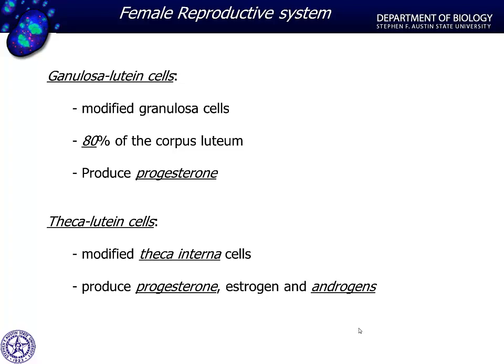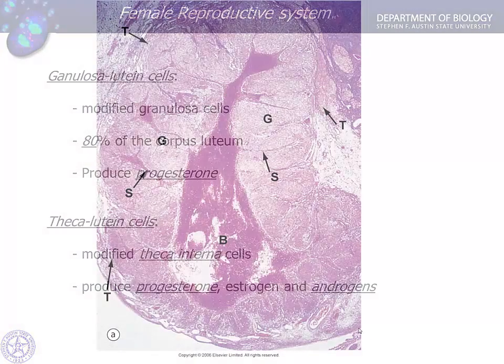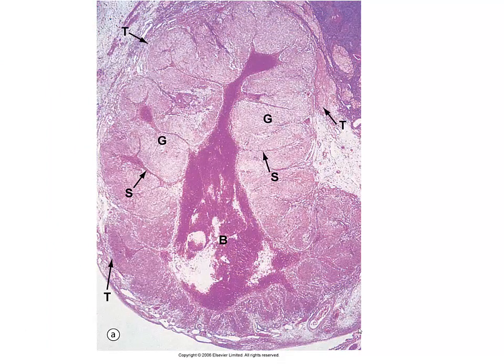But then we're also going to have our theca lutein cells, and these are our theca interna cells that remain. They're going to be producing progesterone principally, but then they're also going to be producing some estrogens and some androgens. But mostly the production of progesterone is going to be from our granulosal lutein cells.